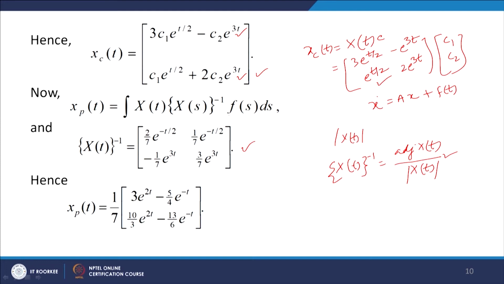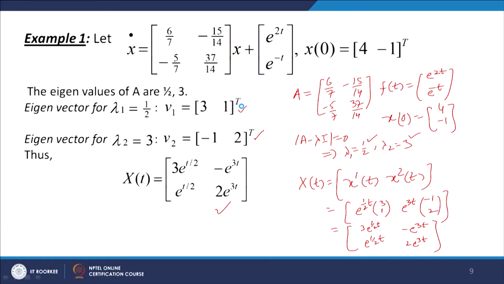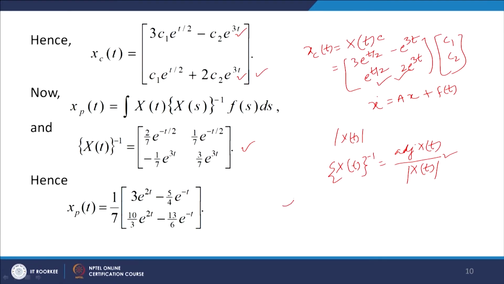Okay. So, you have X(t) with you, this is X(t), then X(s) inverse, which will be 2/7 e^(-s/2), 1/7 e^(-s/2), -1/7 e^(3s), 3/7 e^(3s). So, put that here, and f(s) is given to us as e^(2s), e^(-s). So, we put the value of f(s) inside this, then we have to integrate with respect to s.